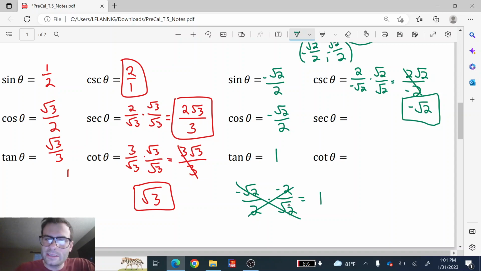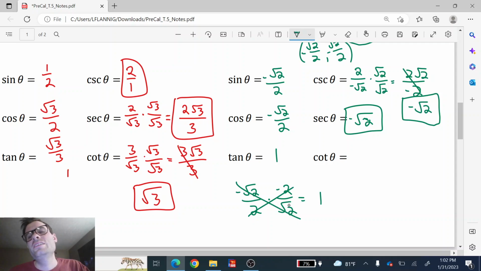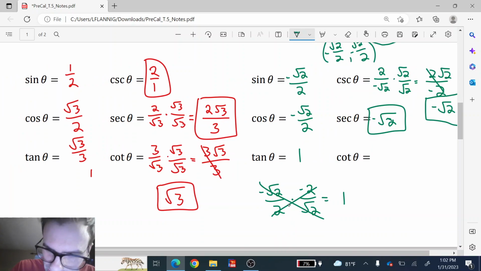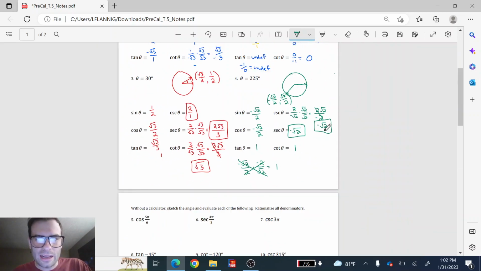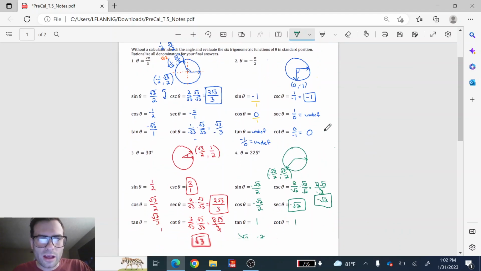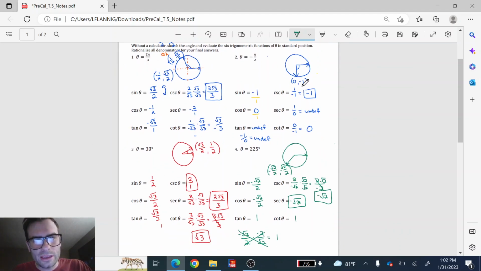Then we have the secant, which is the reciprocal of the cosine. It's going to be the exact same thing, because we know the sine and cosine are the exact same. So we have negative square root 2. I didn't do any work for that because it's the exact same work you see for cosecant. And then cotangent is just the reciprocal of 1, which is just 1. And that's it. That's your first part, where we have each of the thetas.